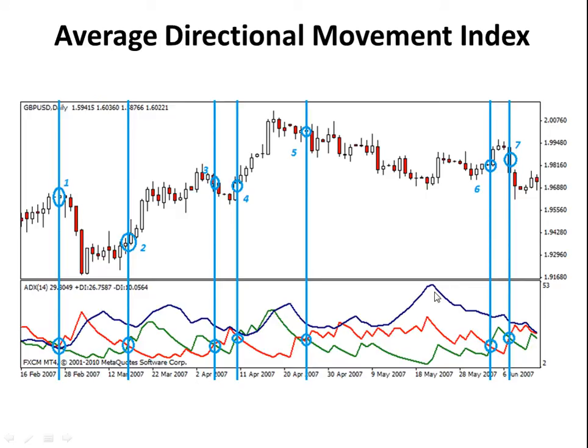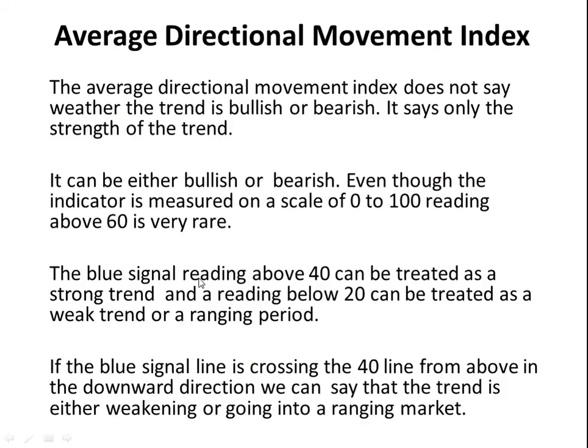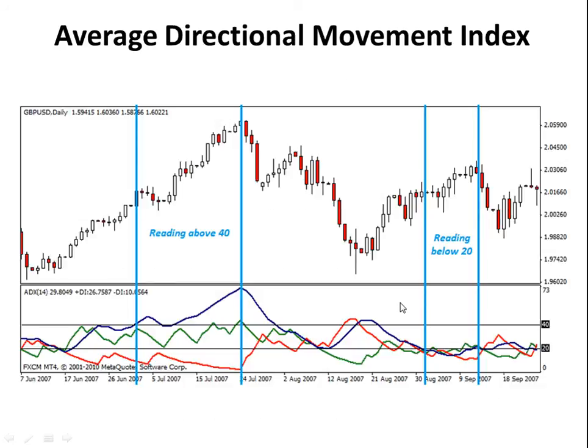That means the actual average directional movement index line, which is the blue line, crossing 60 is very rare. The blue signal reading above 40 can be treated as a strong trend, and the reading below 20 can be treated as a weak trend or a ranging period. If you see in this picture, I have drawn two levels, 20 and 40, and if the blue line, which is the actual average directional movement index, is above 40, then that can be treated as a strong trend. See, this is a strong trend and the blue line is above the 40 level.